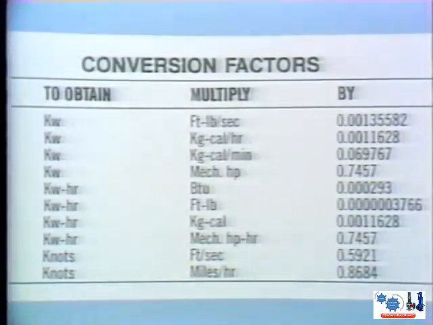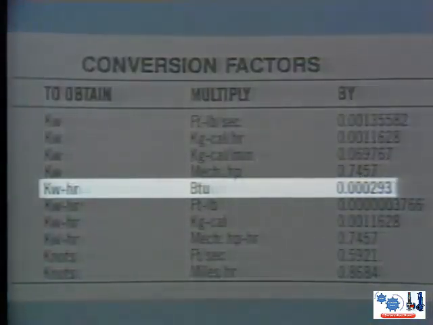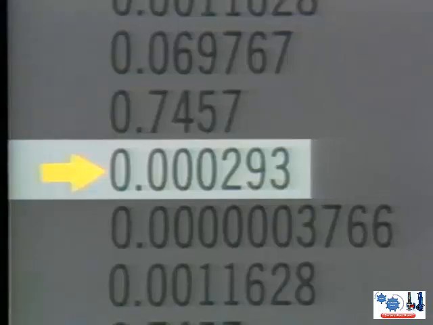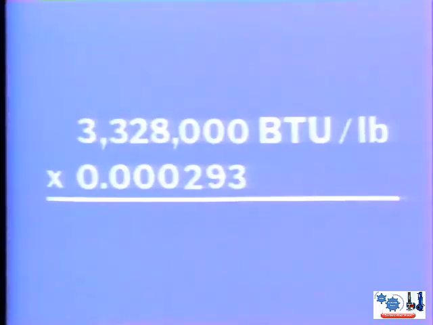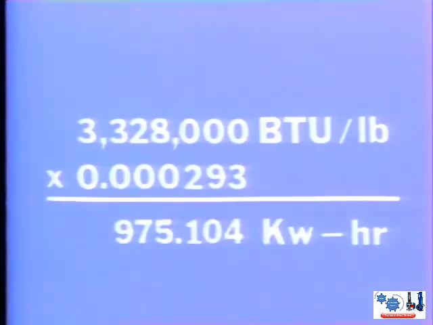All right, we know how many BTUs are lost in 1 hour, but we don't sell electricity by the BTU. We sell it by the kilowatt hour. To find out how many kilowatt hours are in 3,328,000 BTUs, we have to use the conversion factors in our steam tables. Looking for the conversion factors, we find that to obtain kilowatt hours from BTUs, we need to multiply the BTUs by 0.000293. So, multiplying 3,328,000 BTUs by 0.000293, we find that about 975 kilowatt hours are lost when the steam temperature is 5 degrees low for 1 hour.